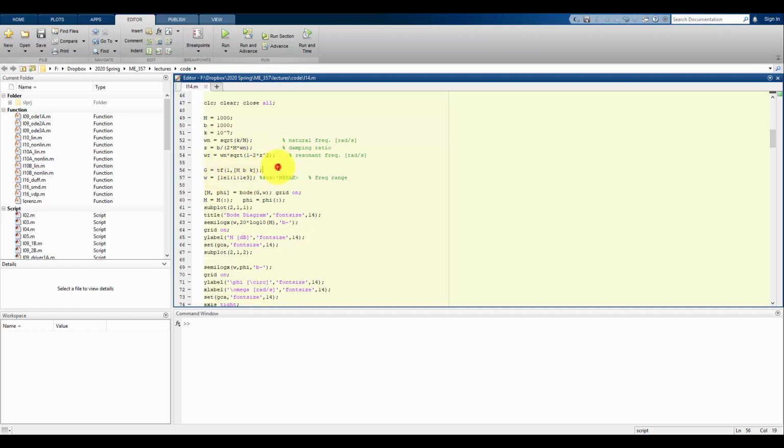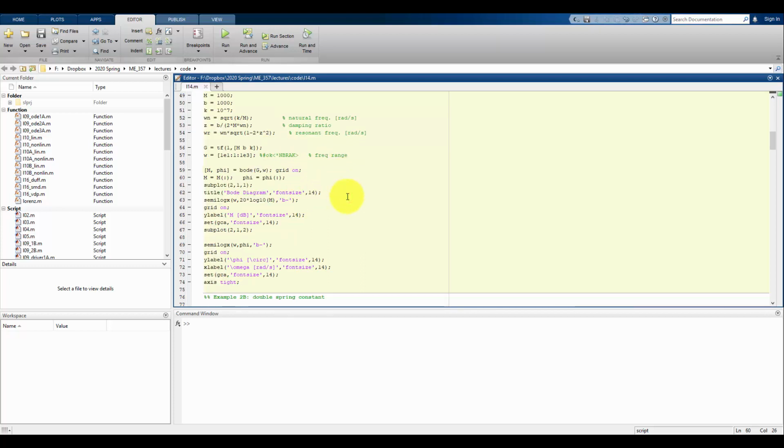So I'm making my transfer function g. I'm just using that original form, 1 over ms squared plus bs plus k. Again, we can use either form, or when we divide everything through by m, both are going to work. And I'm making the Bode diagram in this example manually, as we see in line 59 here. So I am saving out from Bode this m and this phi.